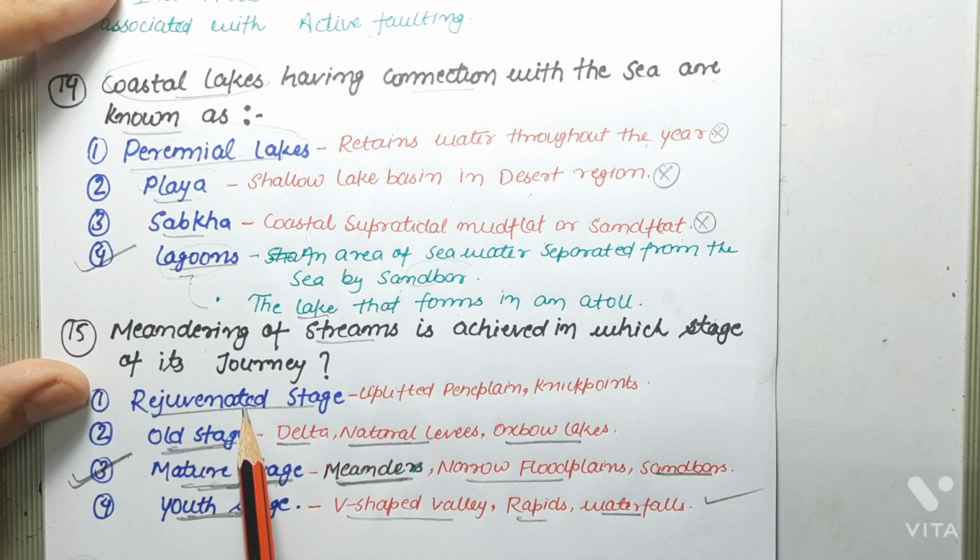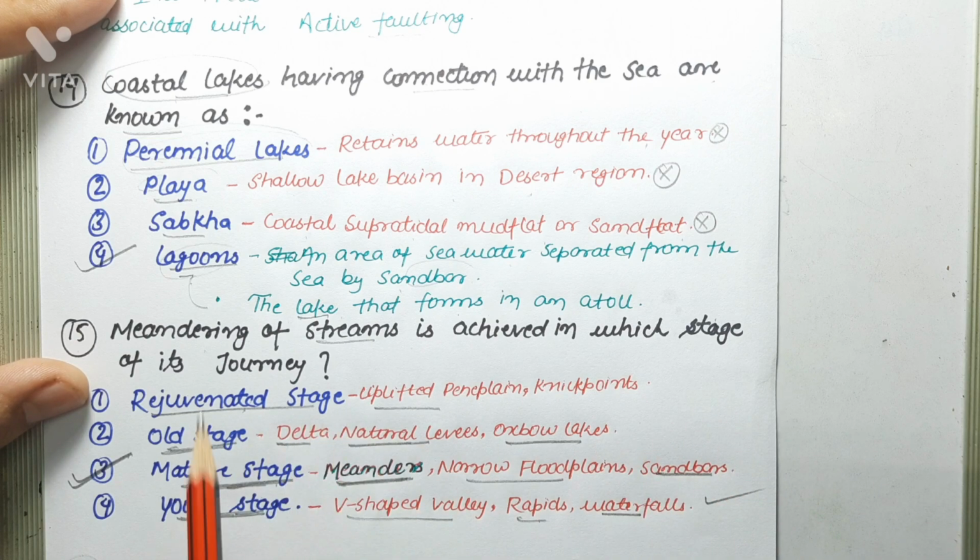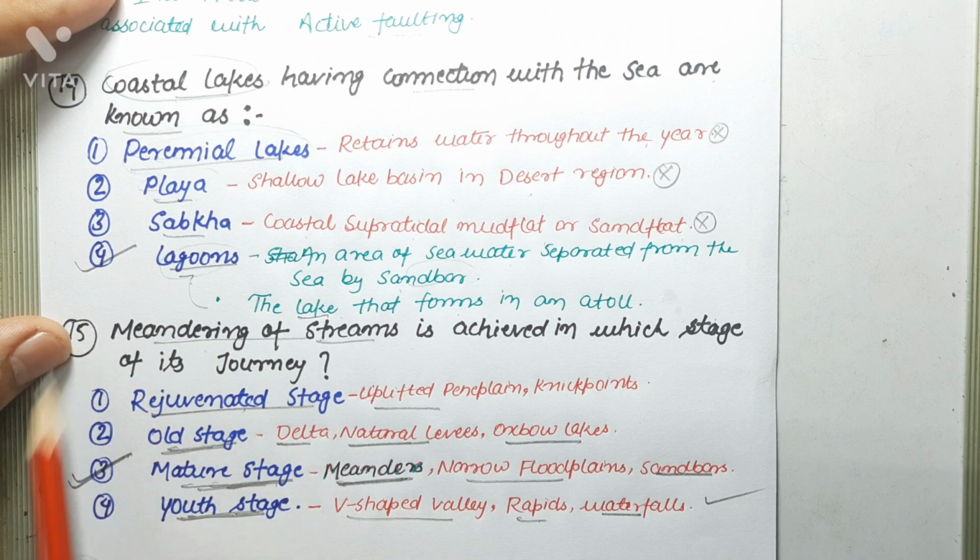Rejuvenated stage: rejuvenated landforms are uplifted peneplain, nick points, paired river terraces, and incised meanders. So these are rejuvenated stage landforms. The question is asking about meandering of a stream, so this takes place in mature stage.